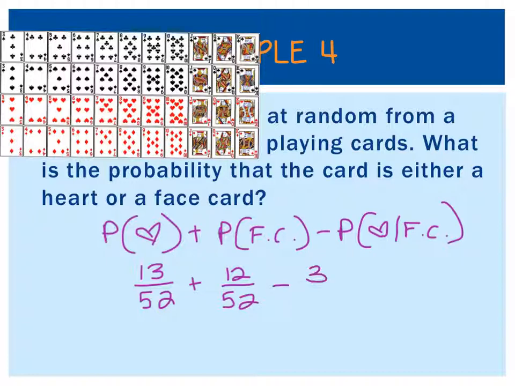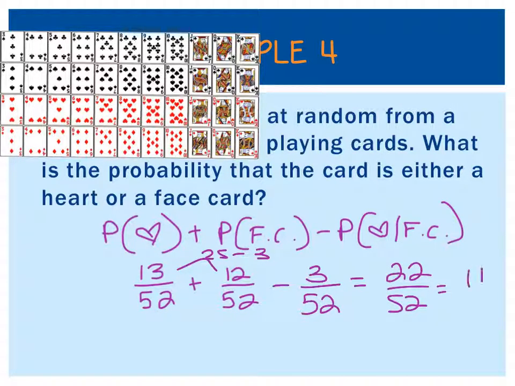So minus 3 out of 52. So then this is 25 minus 3. This is 22 out of 52, or 11 out of 26. They might reduce differently. So I would say maybe add them or subtract them first and then reduce them.